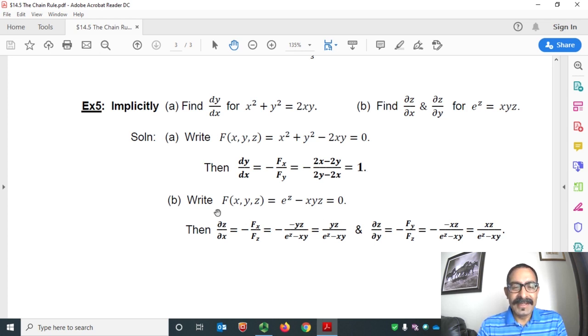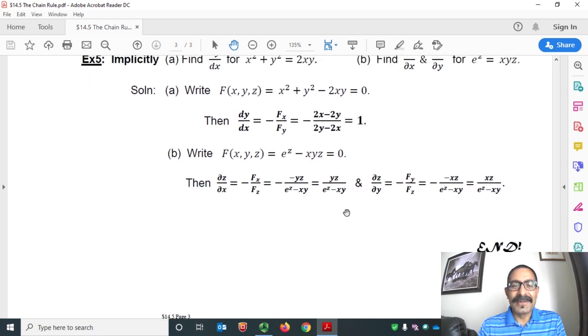Similarly, let's do part B. So rewrite as capital F(x, y, z) equals 0. That means bring the right-hand side to the left side. So this becomes e^z minus xyz equals 0. Then by the formula, the partial derivative of z with respect to x is negative Fx over Fz. Let's take the partial derivatives. So this minus stays as it is. Fx is simply yz over Fz, whose derivative of e^z is just e^z minus xy. And simplify, this cancels this minus, it turns out to be yz over e^z minus xy.